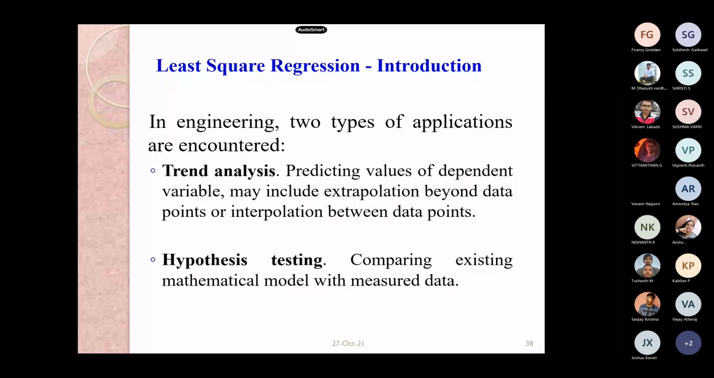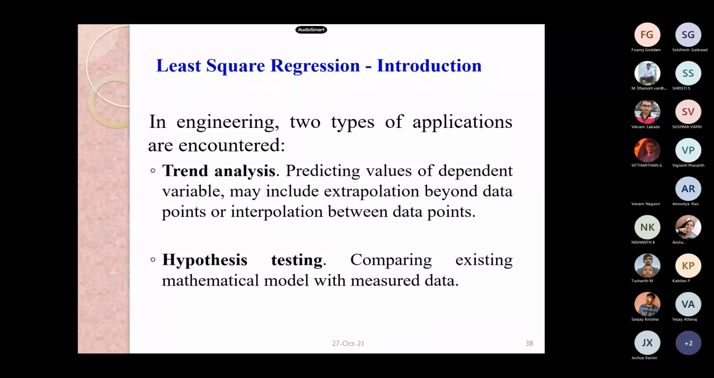When these vocabularies are known, then we can do the mathematical calculation, that is, least squares regression. Here in engineering, two types of applications are usually encountered: one is trend analysis and the other is hypothesis testing. Trend analysis is predicting values of a dependent variable, and may include extrapolation beyond the data points or interpolation between the data.